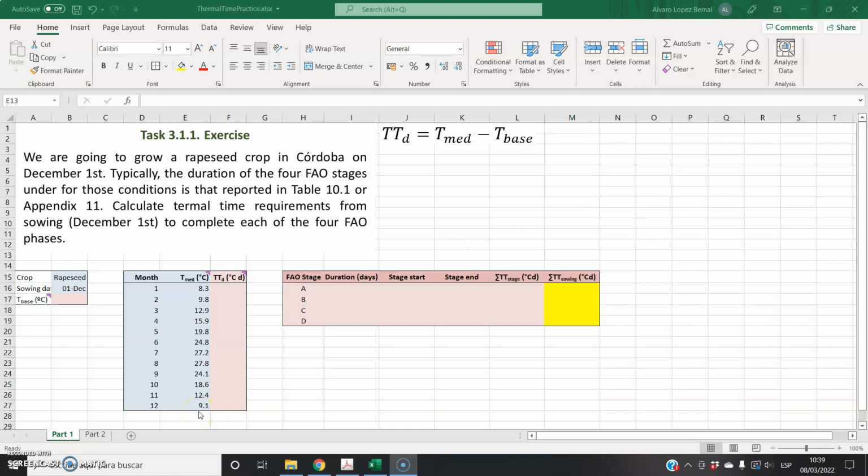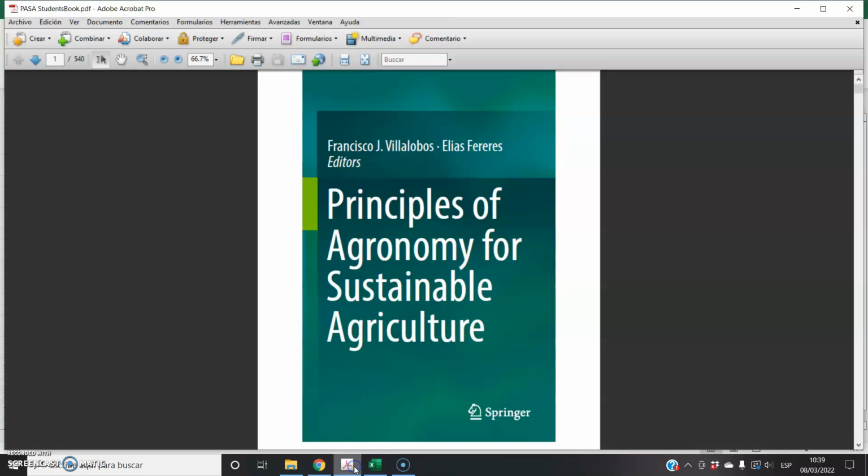Well, the first thing we have to do is to get the duration of the growing cycle in days for our target crop. And we are going to decompose this growing cycle into the 4 stages of the FAO method. Let's look for the duration of these stages in the book Principles of Agronomy for Sustainable Agriculture, and in particular, you should look for the appendix in chapter 11.